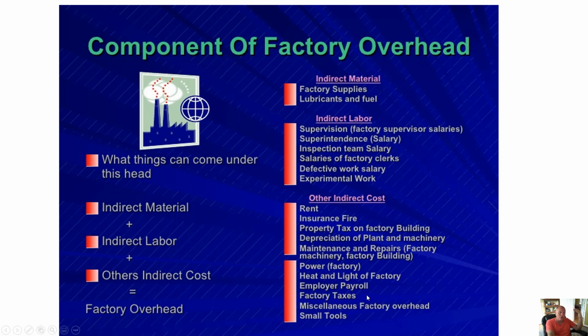So when we're going through, we're going to sort things down. Direct material, direct labor, and then overhead or all other costs related directly to production.